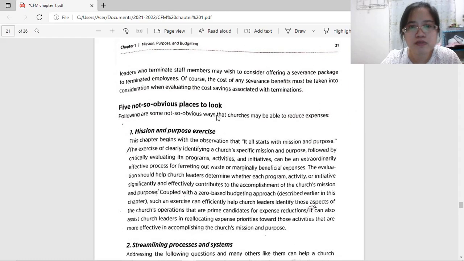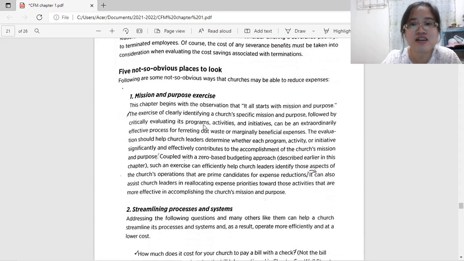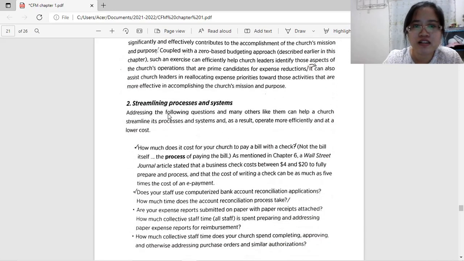Five not so obvious places to look. These are to reduce expenses. So first one, mission and purpose exercise. Again, whenever you're trying to create a budget, you have to ask, is this necessary? Is this going to support the achievement of the mission and the purpose? If it's not, eliminate it. Okay, don't go ahead with that.